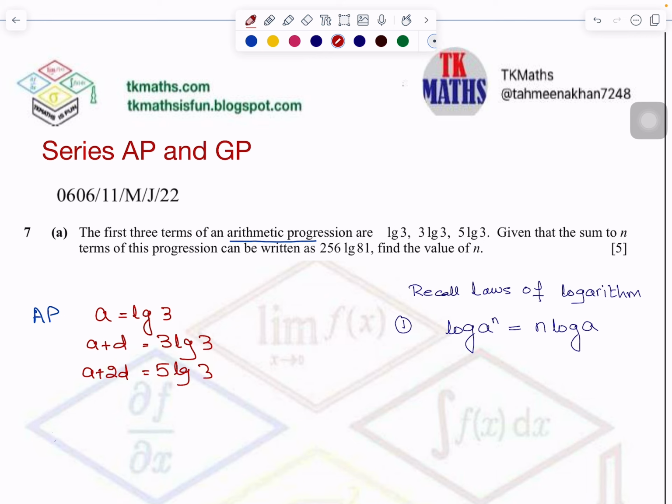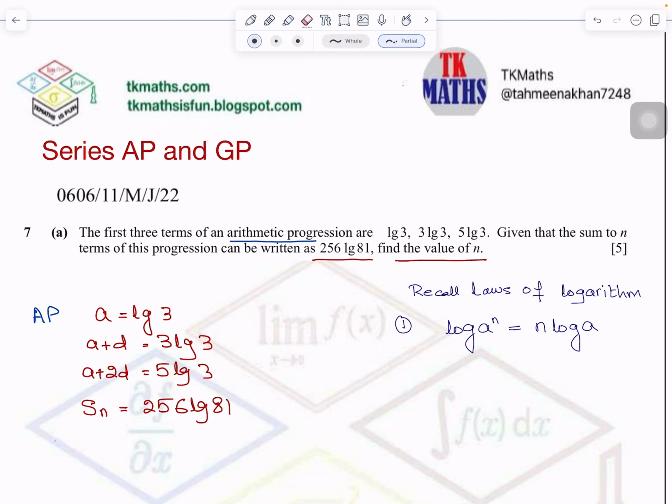And what else is given to you? That the sum to n terms of the progression can be written as 256lg81. So it means the sum of n terms is equal to 256lg81. You have to find the value of n, by the way, that is, how many terms there are. Now, first of all, you should know the difference between AP and GP, arithmetic progression and geometric progression. The basic difference is that AP has a common difference, whereas GP has a common ratio. This is the major difference.